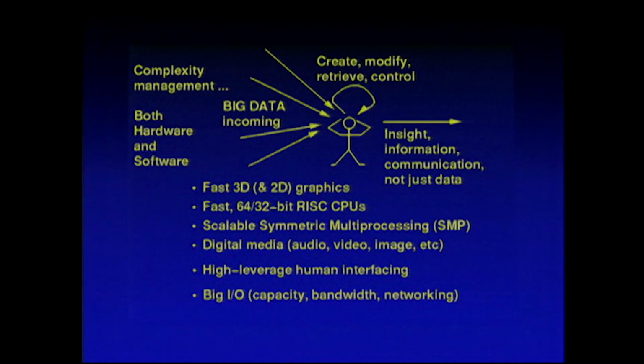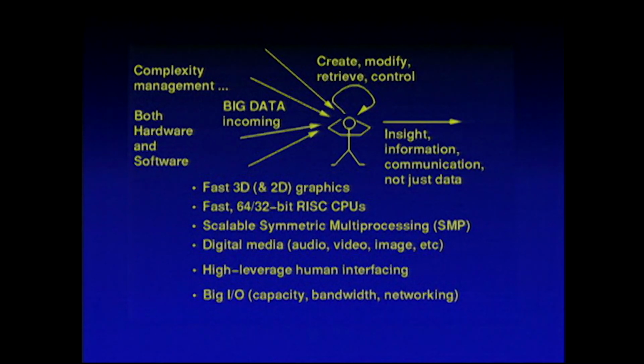No matter how fast you make a single CPU, there are customers who want more, always more. So you'd better do scalable, symmetric, shared memory multiprocessing. We, of course, do that. To make data make more sense to people, you want to support digital media, that is, audio, video, image. You need to support those well because, frankly, that's the way human beings acquire information.